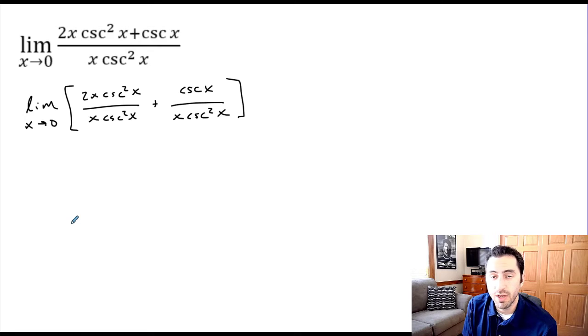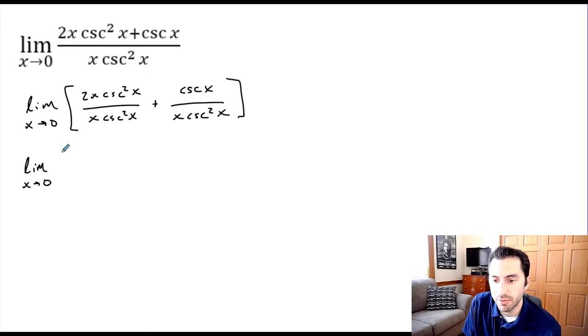Okay, so now we can simplify these fractions. So we still have the limit that we're looking at as x approaches 0. This first fraction, we have a lot that simplifies. I have an x in the numerator, an x in the denominator, cosecant squared of x, cosecant squared of x. So all of that will simplify, and I'm just left with 2. So that works out really nice.